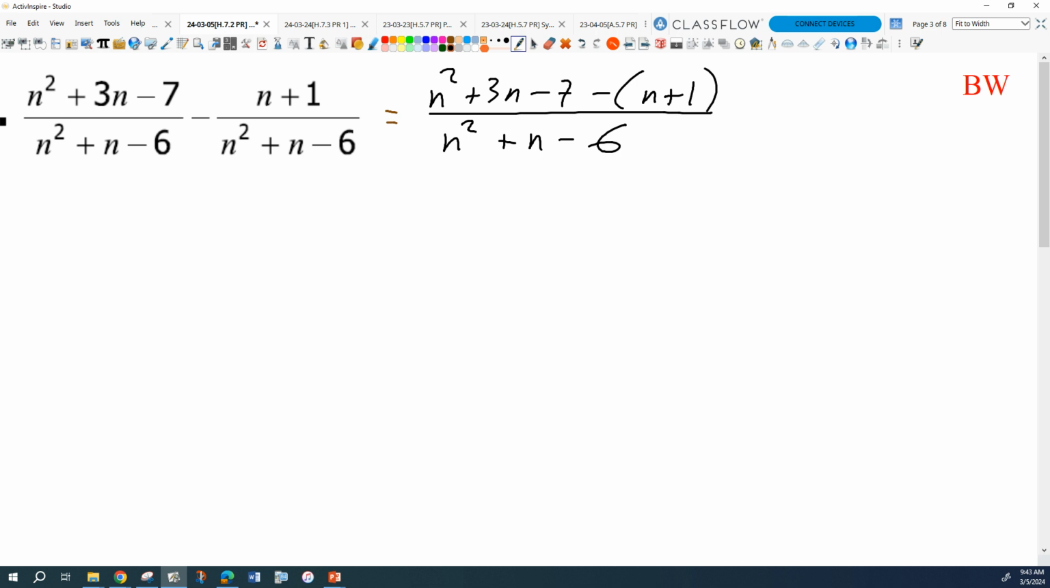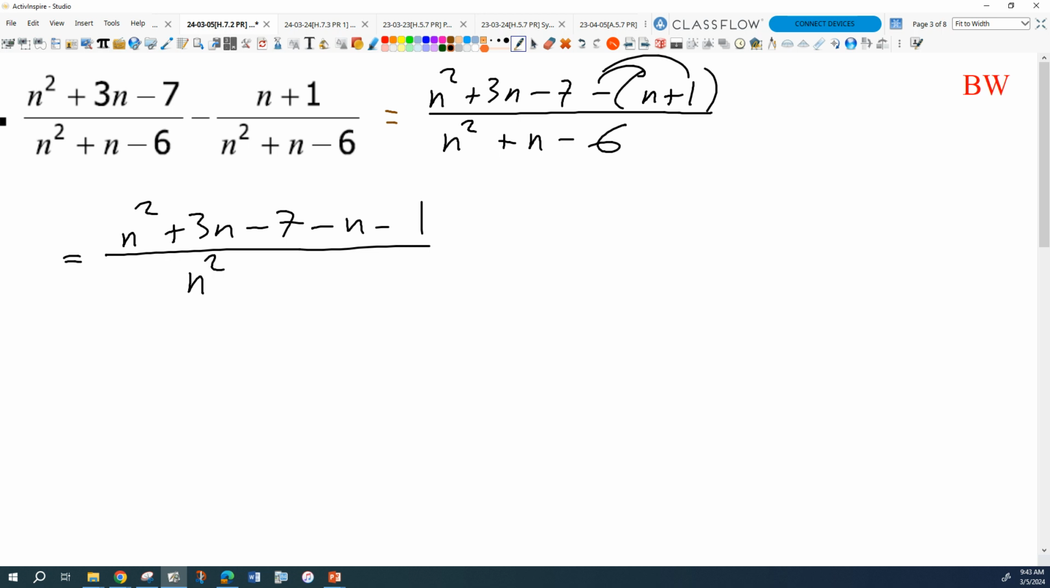Okay, good. Right, first step. We're going to distribute that negative, and that's going to give us n squared plus 3n minus 7 minus n minus 1. There's everything in the numerator. So we get n squared plus 2n minus 8 over n squared plus n minus 6. So the subtraction's done. We've got it subtracted. Now we just have to simplify that, right?